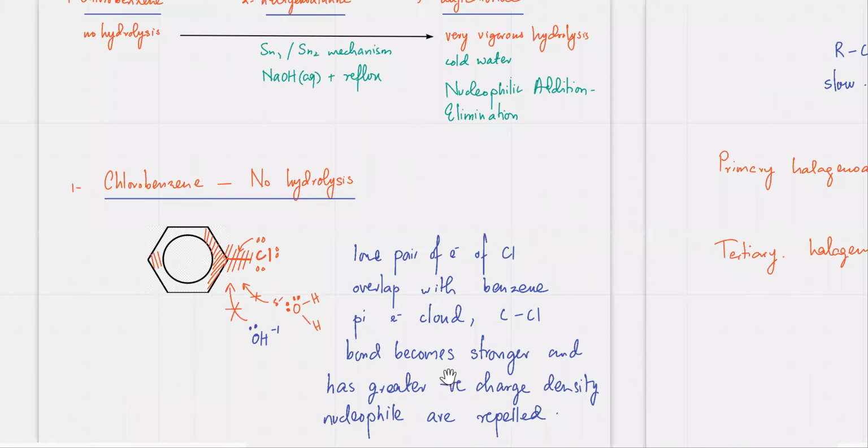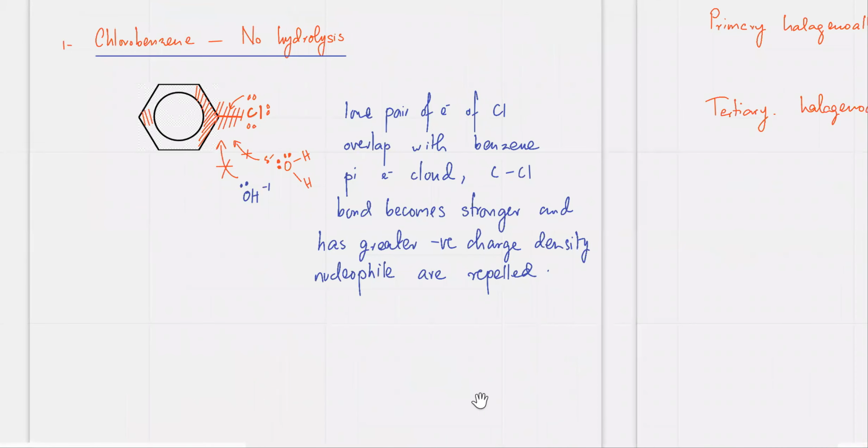So the first one we talked about was chlorobenzene, and I told you that it absolutely has no hydrolysis. The benzene electron cloud and chlorine's lone pairs kind of mix up. It's got lots of lone pairs, a lot of electron cloud, a lot of negative charge. So the OH- nucleophiles are not even going to come close to it. They're going to be repelled.